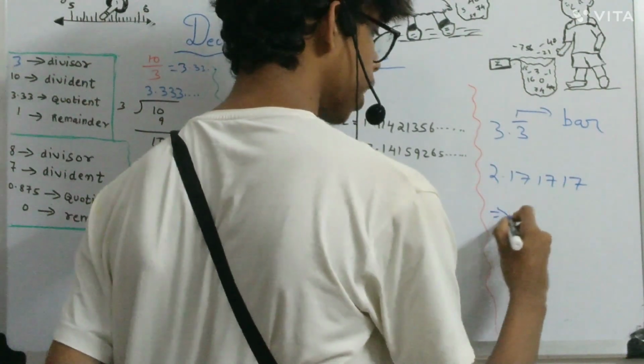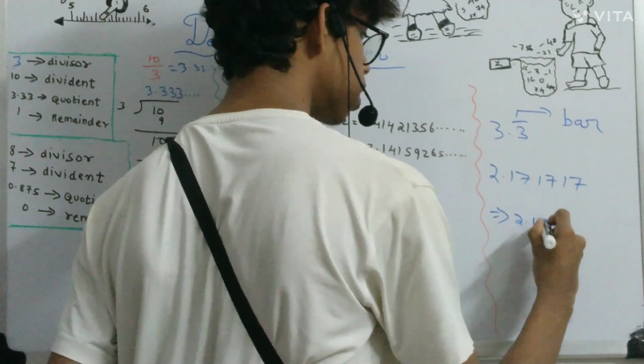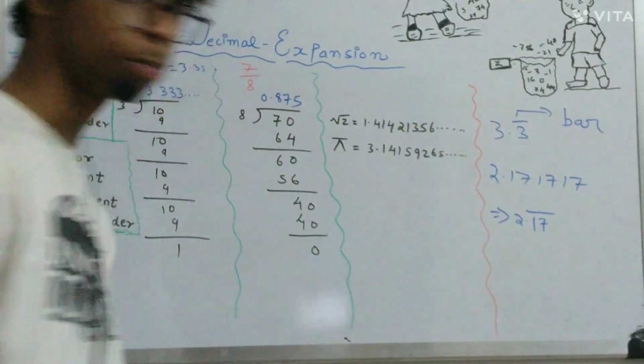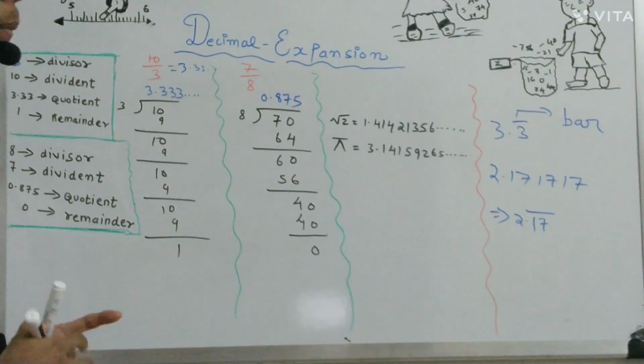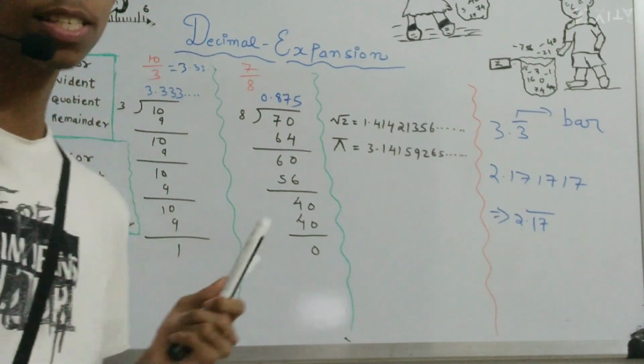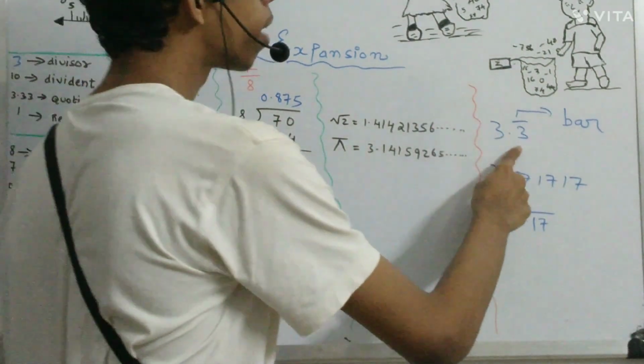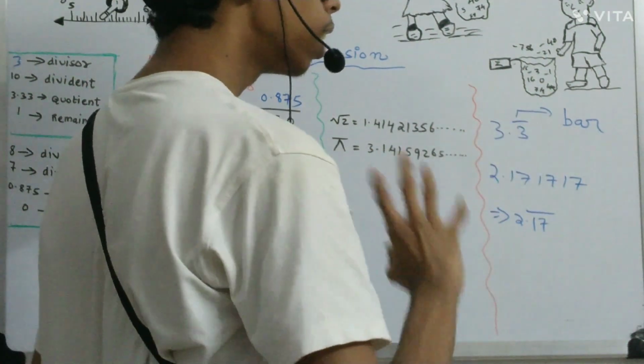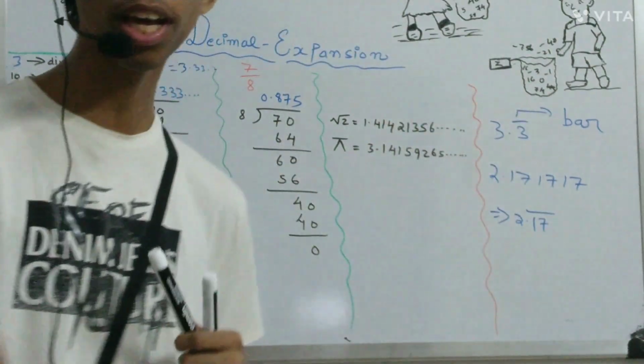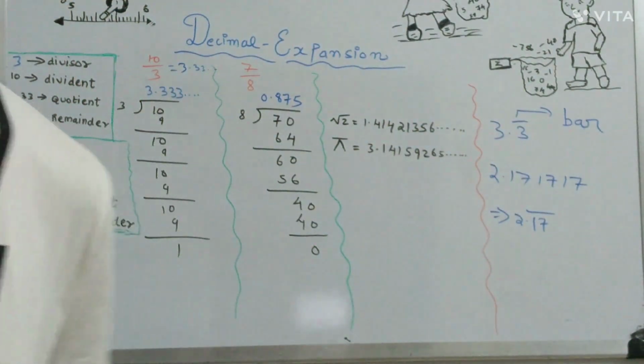how will I write it? I can write it as 2.17 bar. Okay, so that is the meaning of bar. Bar means that whichever number the bar is present on, that number is repeating and going on after the decimal point.